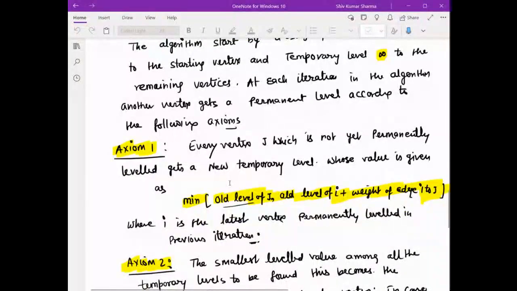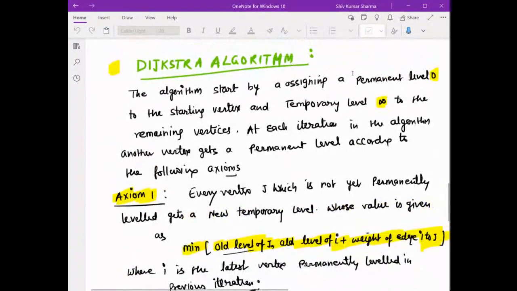Axiom 1: every vertex j which is not yet permanently labeled gets a new temporary label. First, remember this permanent label is given only to the initial vertex. We start visiting from vertex A, which means we give it the permanent label 0. Otherwise, we give all the other vertices the temporary label infinity.